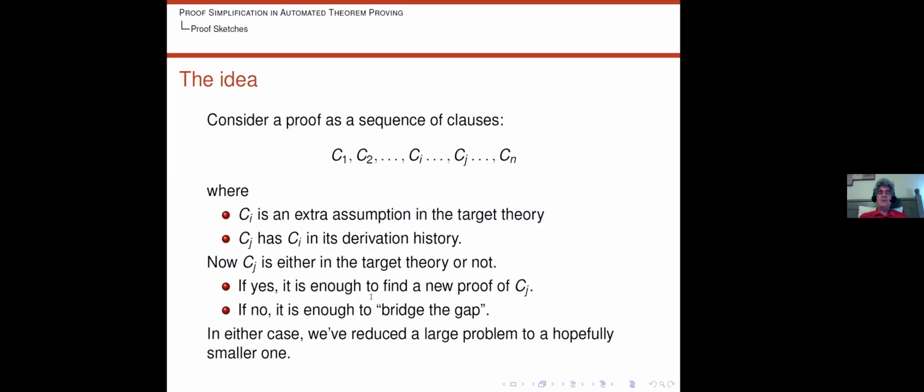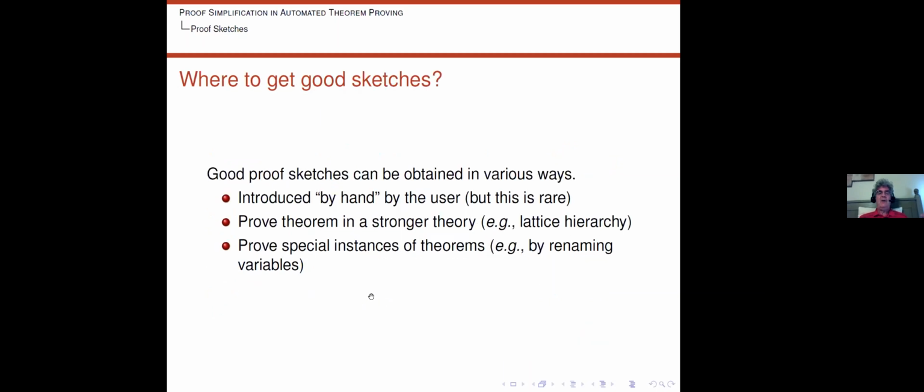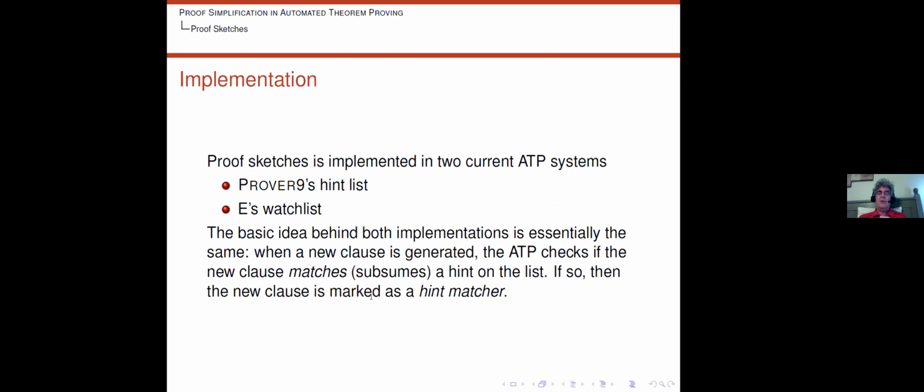And how is that actually done? That's done by what are called hints. The proof sketches strategy is implemented in two ATP systems, Prover9 and E. The idea is the same: the theorem prover checks to see if any new clause subsumes an existing hint, and if so, it's marked as a hint matcher.